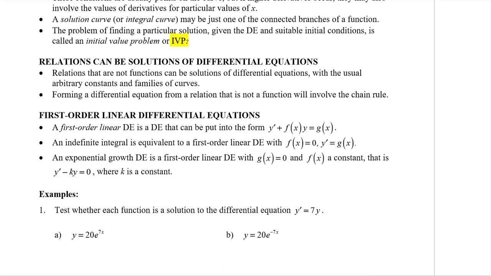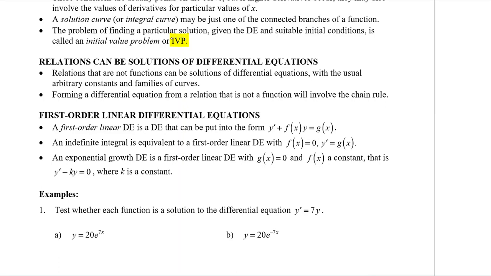Relations can be solutions of differential equations. Relations, so that's things that aren't necessarily one-to-one. Okay, relations that are not functions, so things like circles or lots of other types of things, can be the solutions of differential equations with the usual arbitrary constants of familiar curves. And I'm also going to have to give you some rules to help you differentiate these things. Forming a differential equation from a relation that is not a function will involve the chain rule. That's the formulas I have to give you, but I'll give them to you when we get to those particular questions.